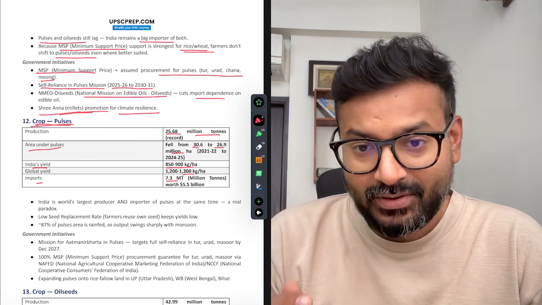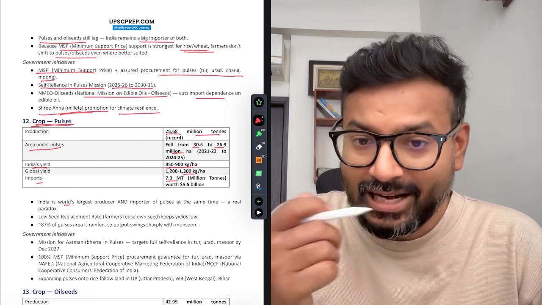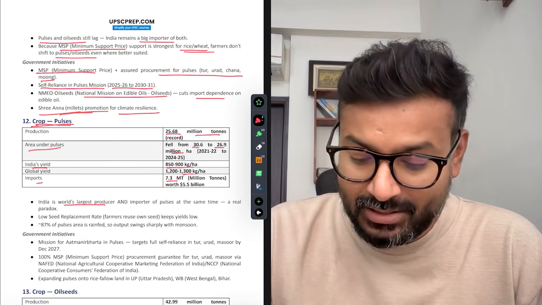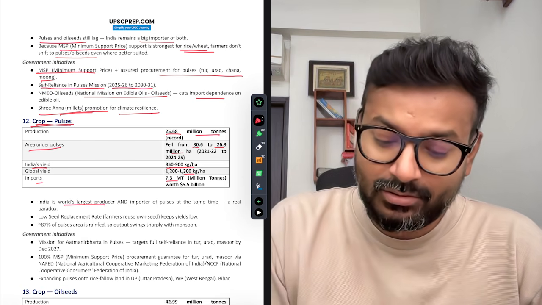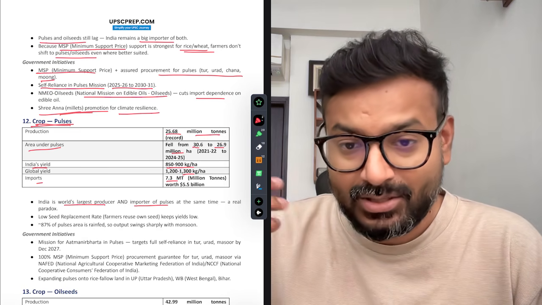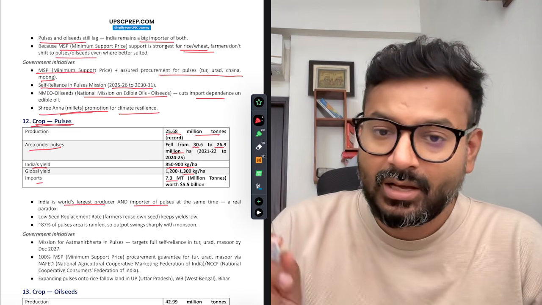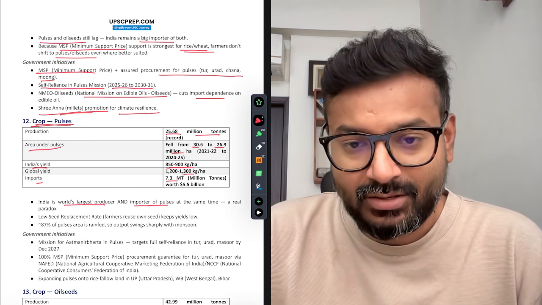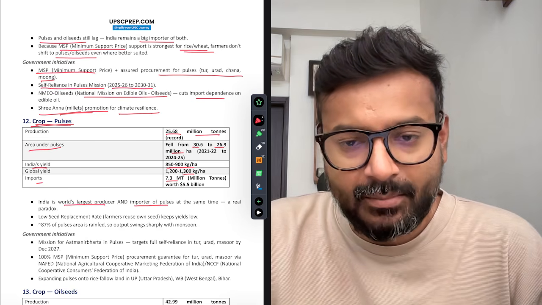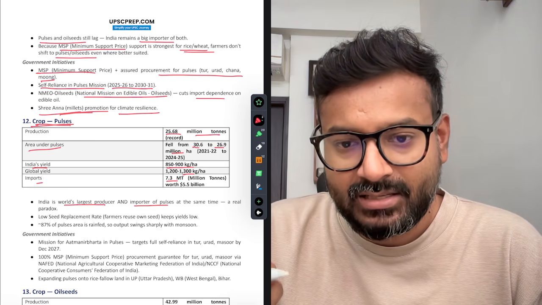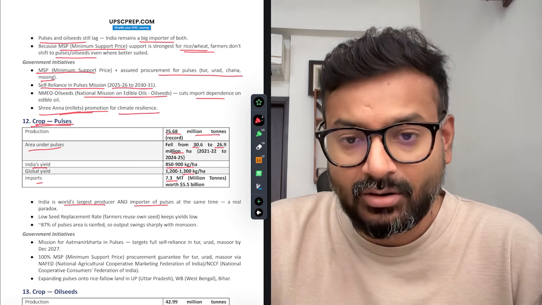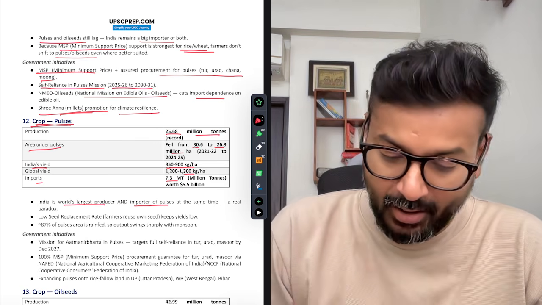Okay. Now here is something very interesting. India is the world's largest producer of pulses, but we are also the world's largest consumer of pulses, and therefore we are also the world's largest importer of pulses. So this is a real paradox. We are the largest producer, but also the largest importer of pulses, because we have a large population which consumes a lot of pulses. Okay, and also as the per capita income increases and standard of living increases, and the awareness about protein consumption increases, a lot more people are going to consume pulses and demand pulses.